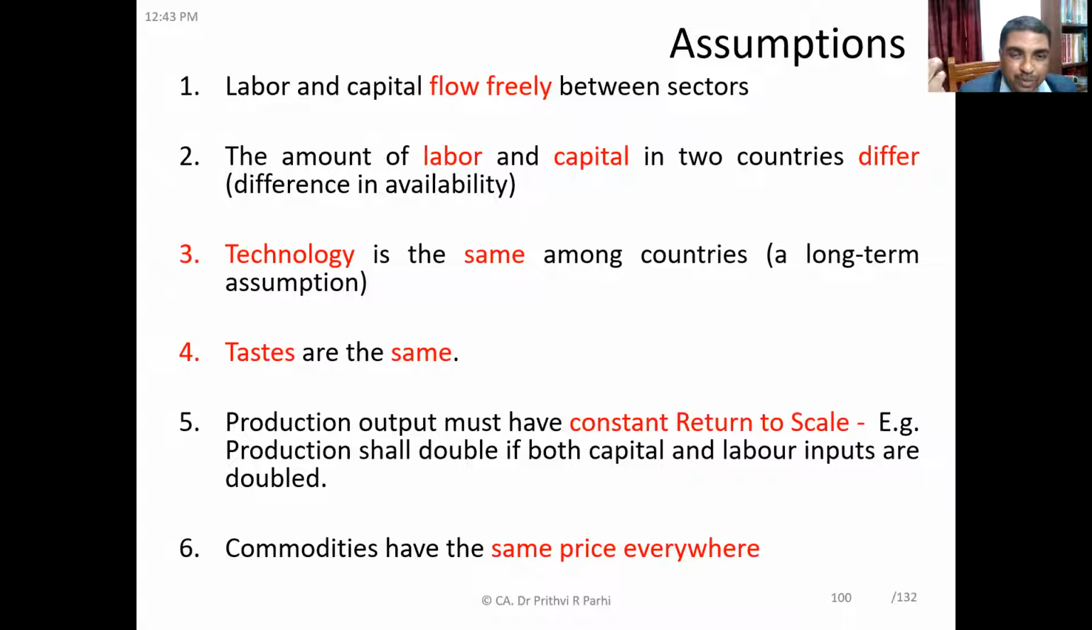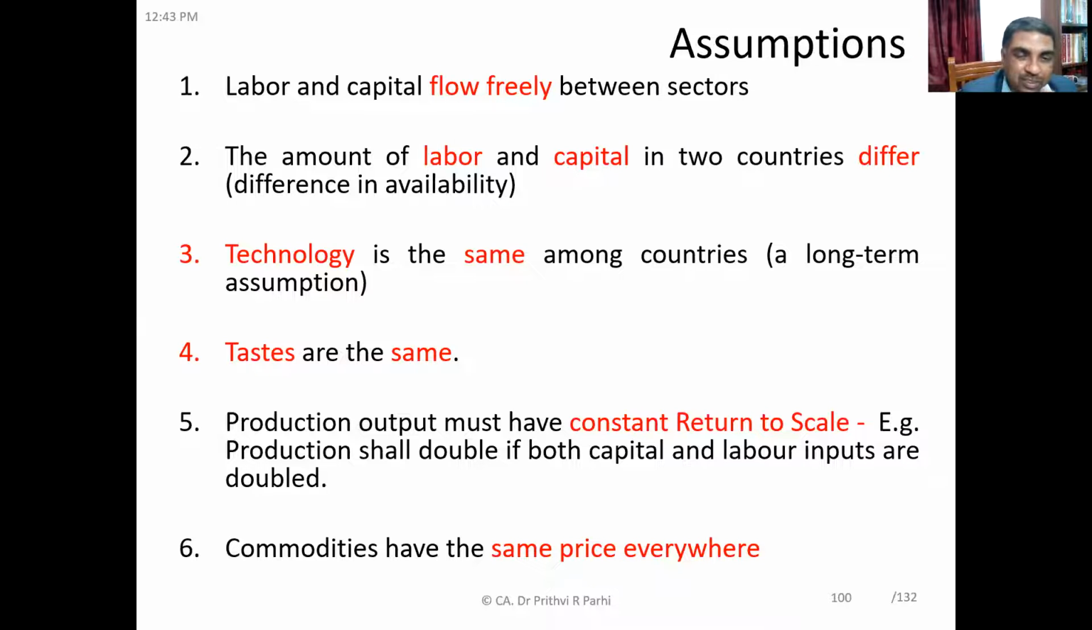The production output must have constant returns to scale. That is, production doubles if the capital and labor inputs double. So if you scale up the production facility, output should consistently go up. If I'm putting in more labor, we should be able to produce more, and it should be direct. That means production volume should increase in direct proportion.